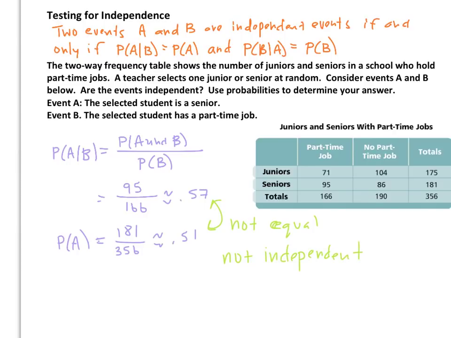All right, now if these had been equal, we wouldn't have been able to assume at that point that they were independent. We would still need to then check the other half. Okay, we would need to check the probability of B given A to see if that was equal to the probability of B. But since our first one here was not equal, we can already conclude that these two events are not independent.